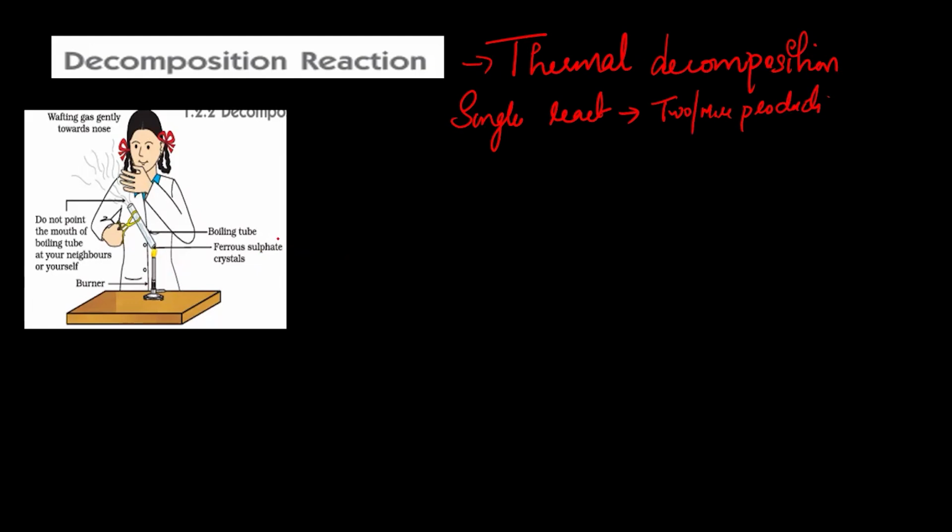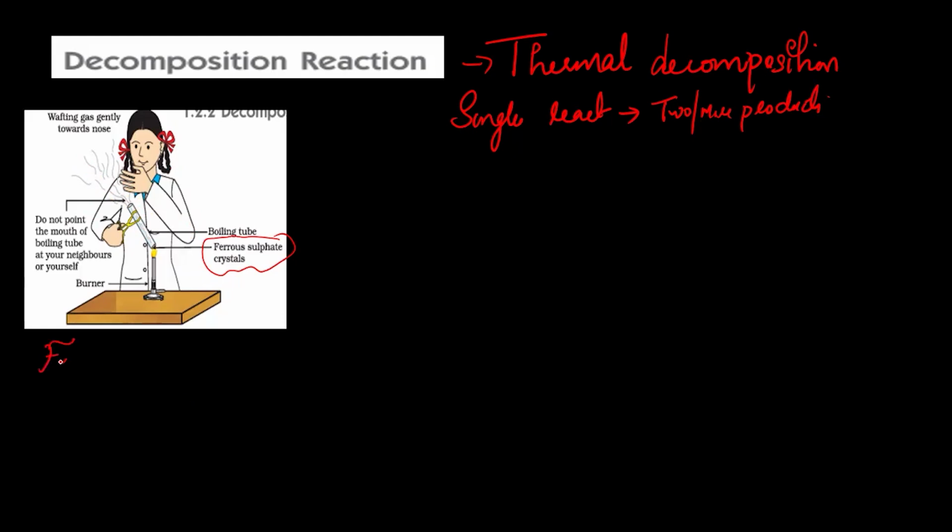What is taken? Ferrous sulfate crystals, and they are heating. You can see here ferrous sulfate crystals are heating. And what do you observe? There is some gas coming here. That is your observation. So you have to clearly understand this reaction. Very important. Almost all question papers contain this question of ferrous sulfate crystals.